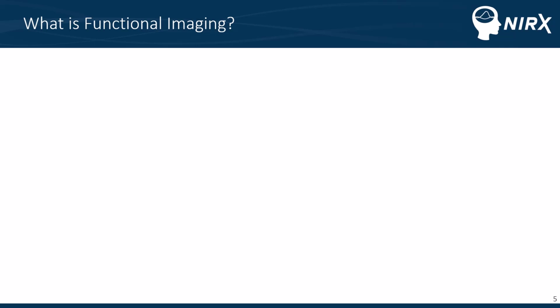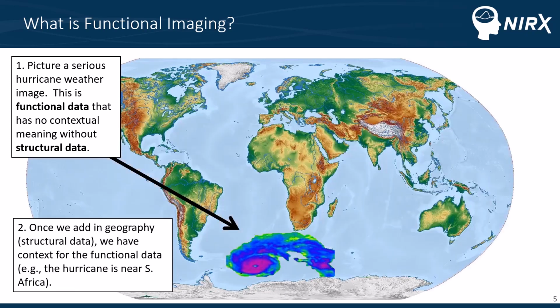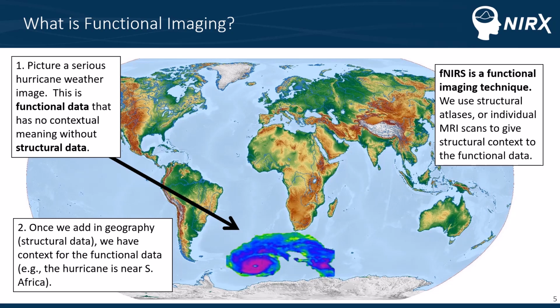So what is functional imaging? Here's an analogy for you. So here we've got a storm system. This is functional activation, but without a map showing us where this activation is happening, it's not that meaningful to us. But when you add geography, in this case that being the structural information, you get more of a sense of where this functional activation is. So that's what we're looking to do with fNIRS. We see functional activation and we use our structural information to make sense of that.